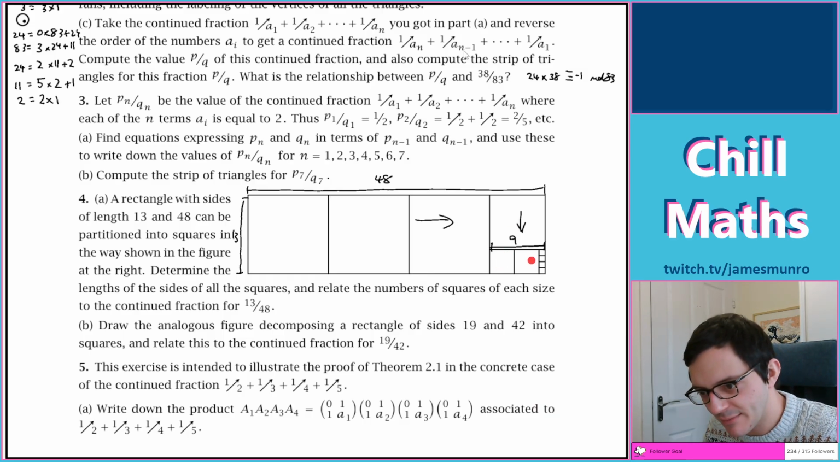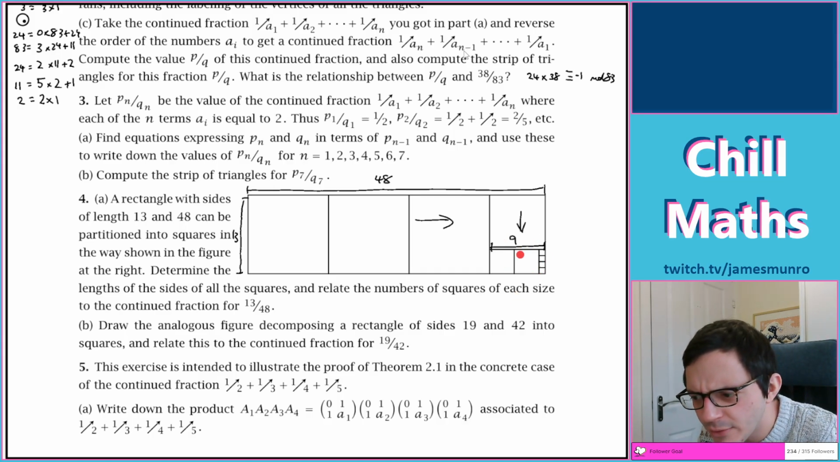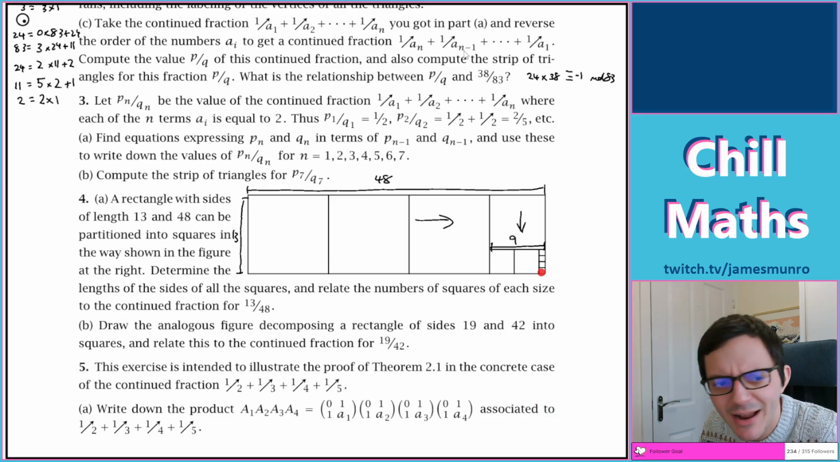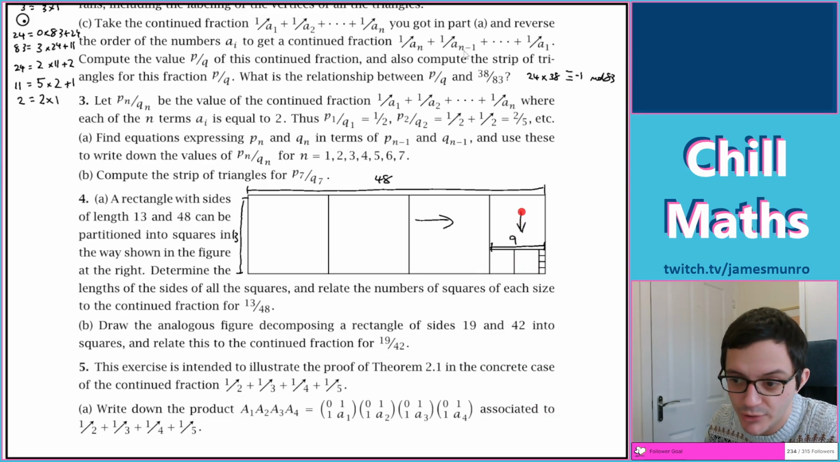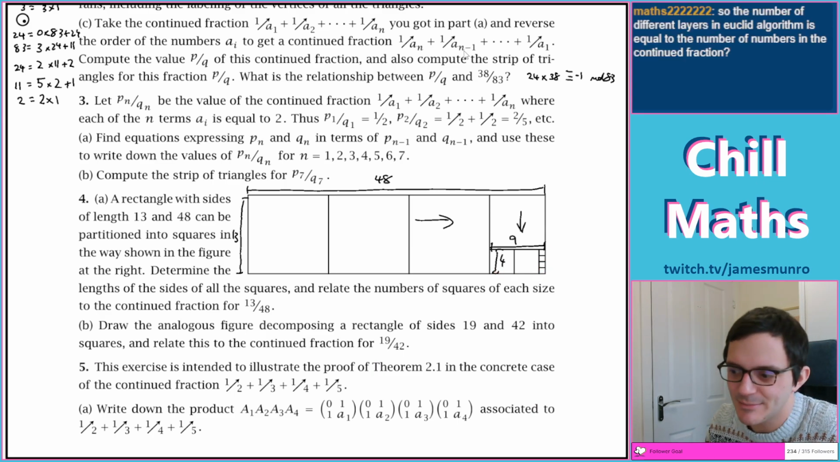And if you keep doing that, then you build this kind of pattern. They're not spiraling in this one, they are going into the lower right hand corner. So you fit 1 square in because 13 is 9 plus 4, and then 9 is 2 lots of 4. You can keep going iteratively downwards. That's one way to visualize it.